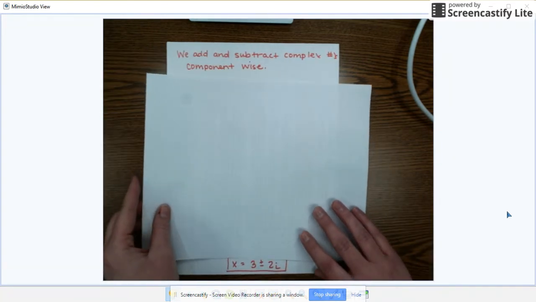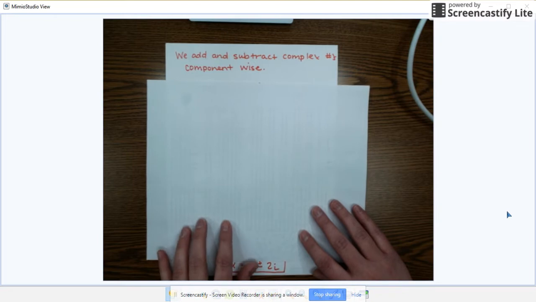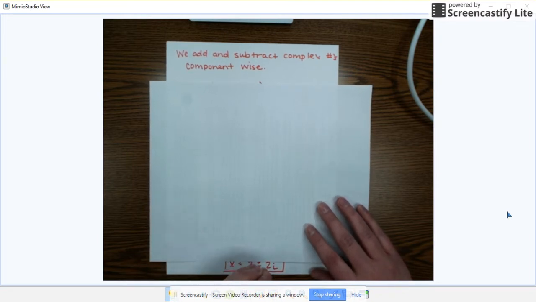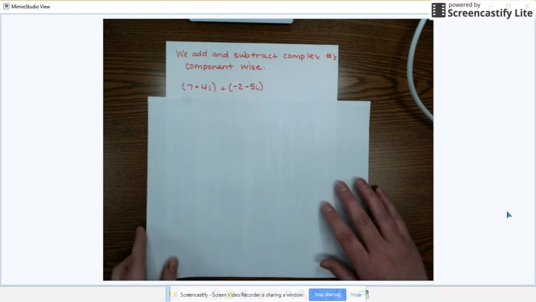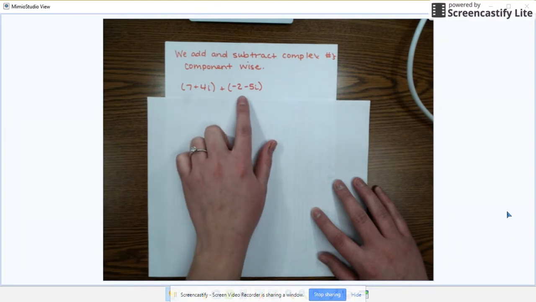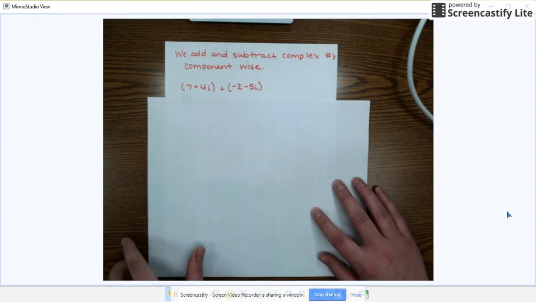Okay, when we go to add and subtract complex numbers, we're going to do that component-wise, meaning you're going to add the real number part, and then you're going to add the imaginary part. So here's an example, 7 plus 4i plus -2 minus 5i. Each of these pieces are complex numbers in themselves, and now our goal is to combine them by adding.